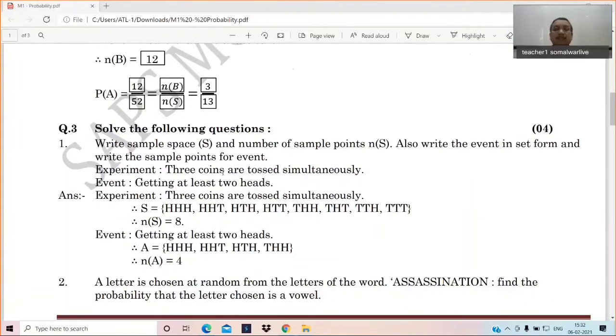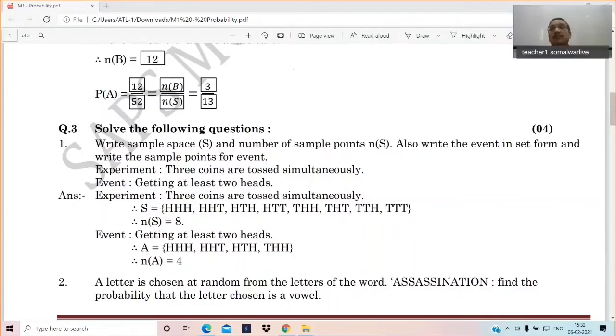Coming to the second: a letter is chosen at random from the letters of the word assassination. Find the probability that the letter chosen is a vowel.